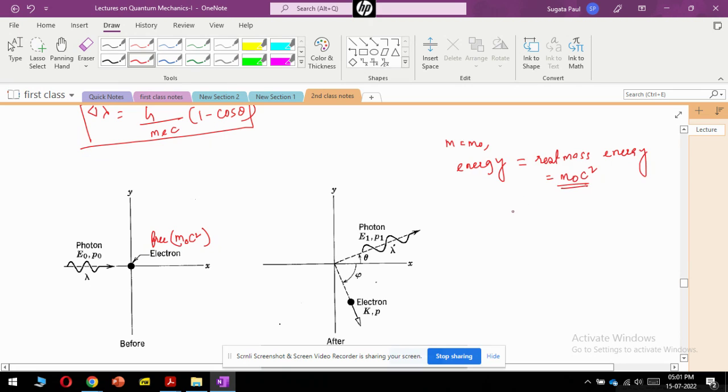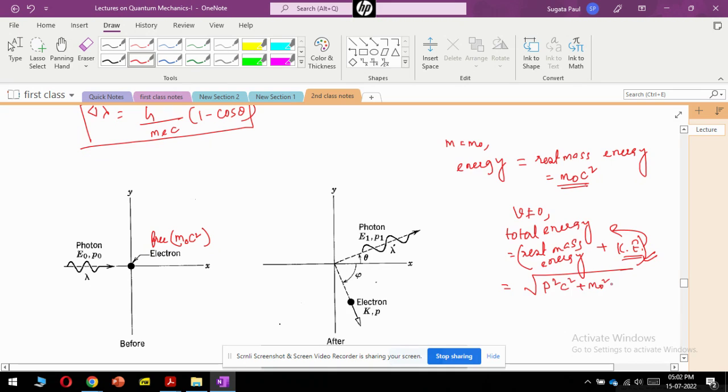If the body has a velocity that is not equal to 0, that is, it is not at rest, what will be the total energy? In that case the total energy would be the rest mass energy, the energy it would have with no velocity, plus the kinetic energy. Because of the velocity there is this excess kinetic energy that adds into the total energy. The standard generic expression is the square root of p square c square plus m naught square c to the power 4, where p is the momentum, c is the velocity of light, and m naught is the rest mass of the same object. This is the total energy in that case.